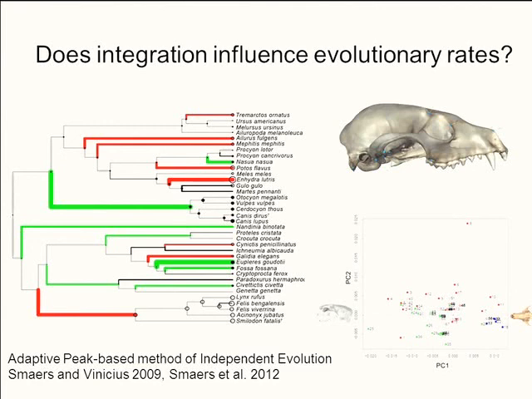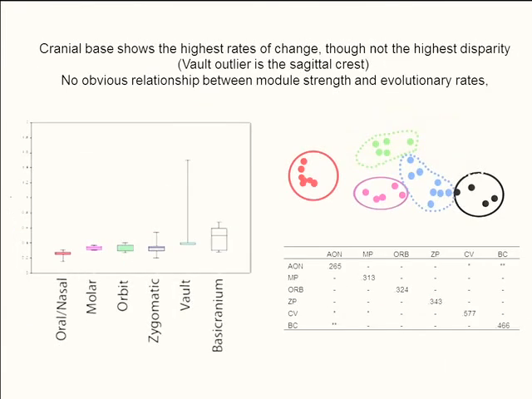And then just briefly, I'm going to talk about how integration might affect evolutionary rates. What we've done here is taken a carnivoran tree and the carnivoran data set, using an adaptive peak-based method of independent evolution, and there are the citations if you want to look at the specifics of the model. We've reconstructed rates of evolution. This is just what we see when we look at the entire data set, and you can look at clades, but I'm not interested in clades, I'm interested in landmarks, actually.